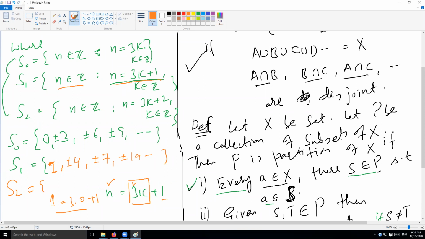What is S2? Can someone tell me what S2 is? Sir, S2 is a set where when we divide by 3, exactly. So when you divide any number by 3, you get a remainder, what do you call, 2. So which are those elements which are divisible by 3 with remainder 2?